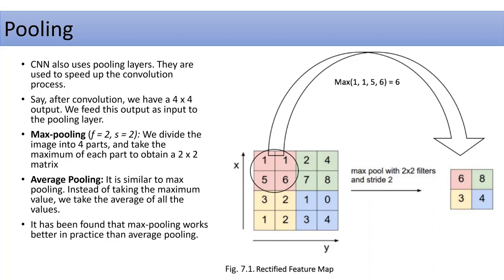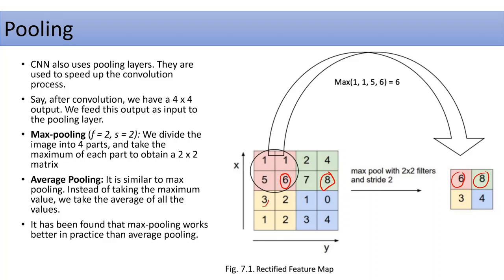And how is it basically done? If we have a 4 by 4 matrix that is given over here in this figure, we divide this figure into 4 parts: a red part, a green part, a yellow, and a blue. We just take the red part and we find out what is the maximum pixel value in this red part. As you can see, the maximum pixel value is 6. Then we put this 6 right over here. We take the green part, take its maximum value, which is 8, and then put it over here.